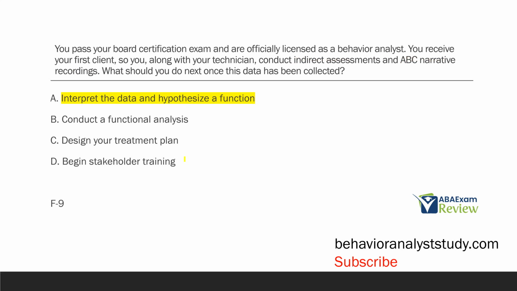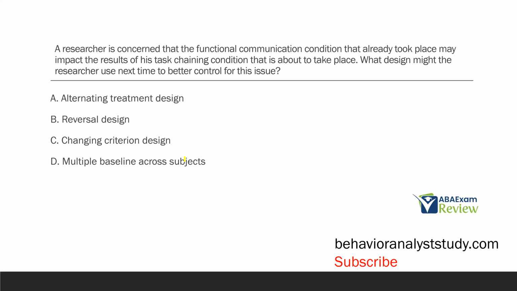So think about that order of operations. You go indirect assessments and descriptive assessments. You then interpret that data and hypothesize the function. You then conduct your functional analyses, design the treatment plan based on the function you identify, and then you can do things like stakeholder training.